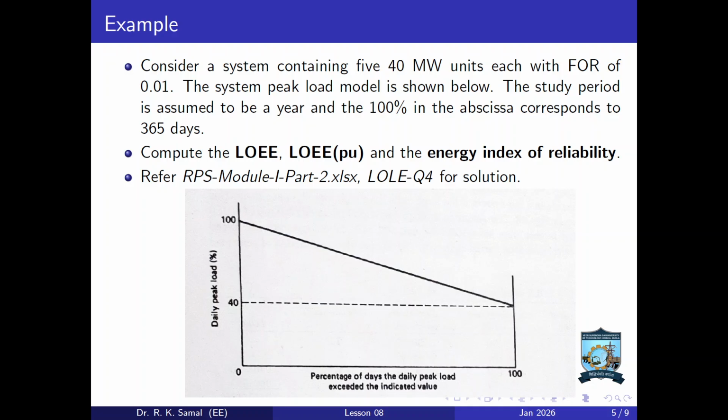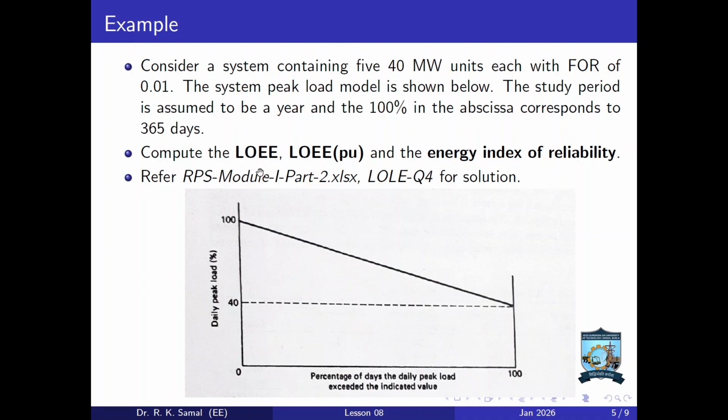Now this is the problem that we are going to consider. So consider a system containing 5 40 megawatt units, each with a forced outage rate of 0.01. The system peak load is shown below. The study period is assumed to be a year and the 100% abscissa corresponds to 365 days. So this 100% percentage of daily peak load exceeded the indicated value. This is 365 days.